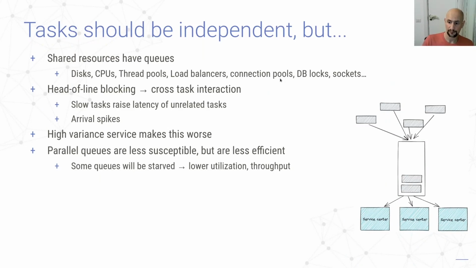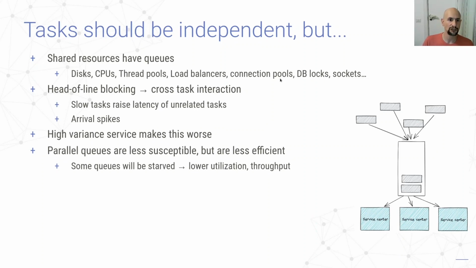Tasks, we imagine them to be independent. So if we think about some task that had a problem or was slower or has a bigger payload, bigger JSON or whatever, doesn't matter, we tend to imagine that it's not going to impact other tasks. But as we've seen, head-of-line blocking, there is cross-task impact.